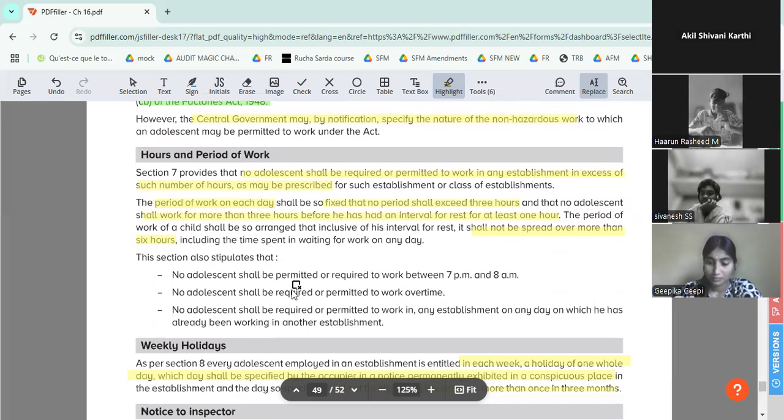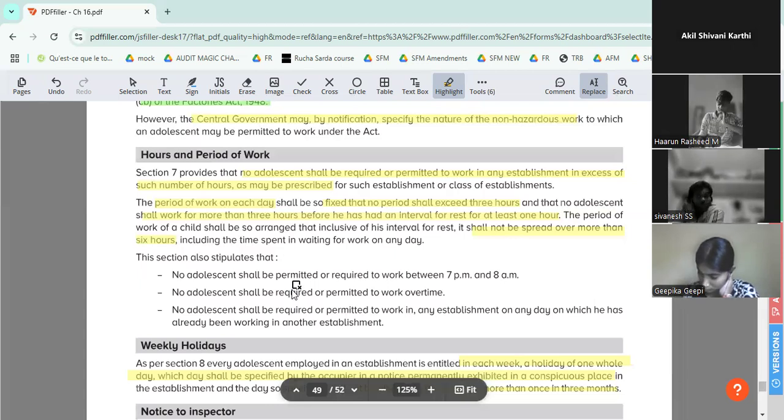Section 7 provides that no adolescent shall be required or permitted to work in any establishment in excess of such number of hours as may be prescribed for such establishment or class of establishment. So, beyond the prescribed hours, an adolescent is not allowed to work. The period of work on each day shall also be fixed so that no period shall exceed 3 hours and that no adolescent shall work more than 3 hours before he has had an interval of rest for at least 1 hour. So they can work continuously for 3 hours, but not more than 3 hours continuously, and there should be an interval of at least 1 hour of rest for the adolescent.